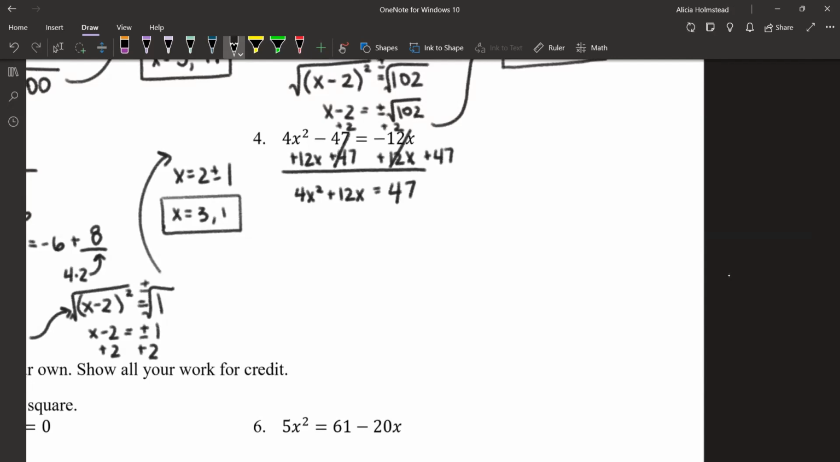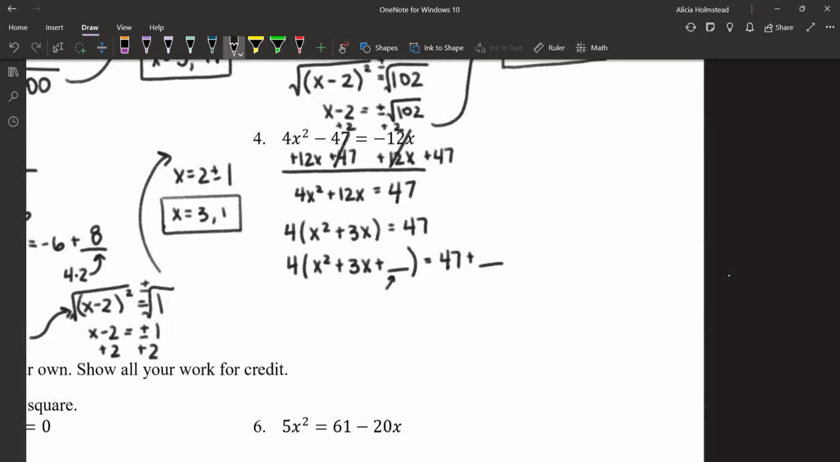Okay, step 2, if the leading coefficient on the left side is not 1, factor out the leading coefficient. So our leading coefficient is a 4, so we'll factor that out. So we have x squared plus 3x equals 47. Next thing we do is complete the square. So to do that, we want to go ahead and insert our little blank. So we have x squared plus 3x plus the number that completes the square equals 47 plus a number.